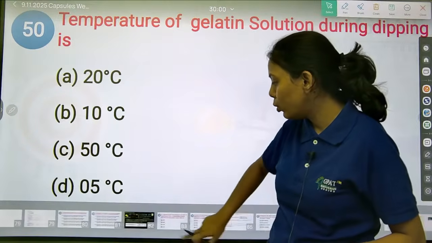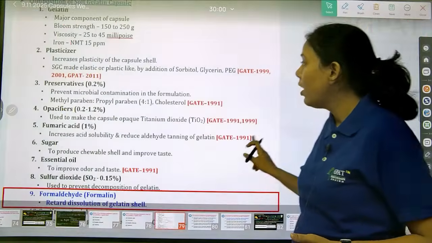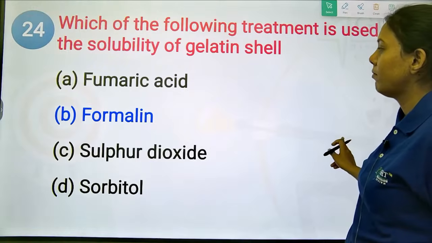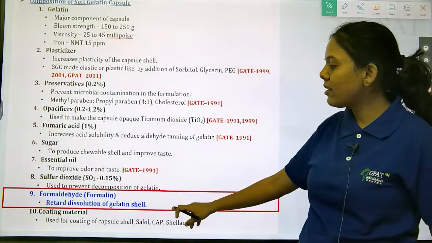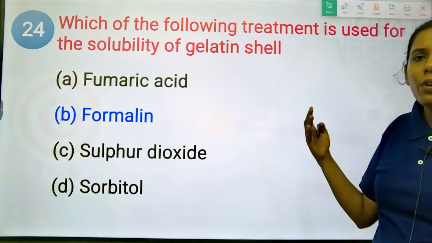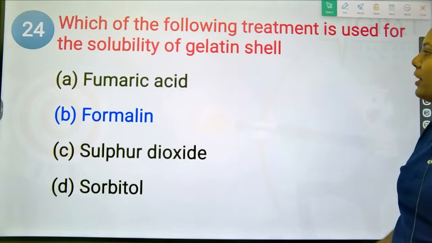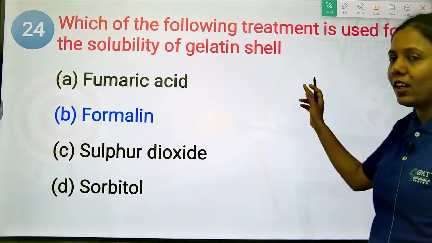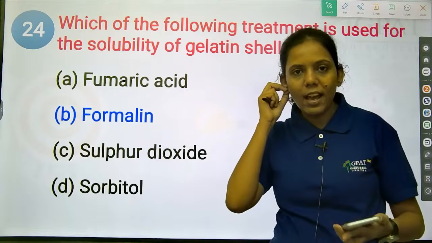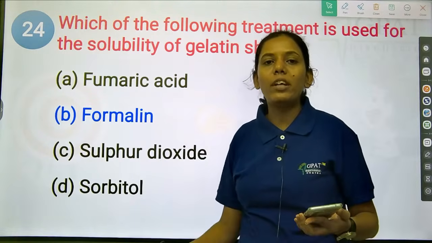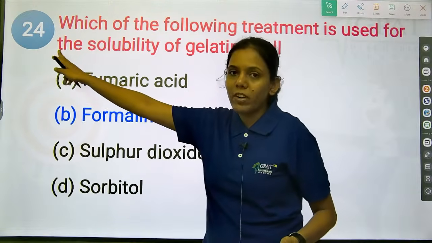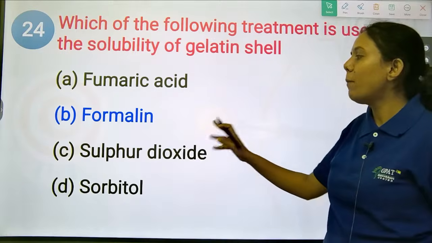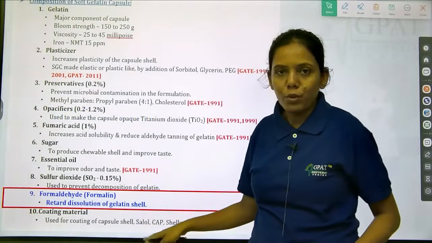I'll just get back to that question. See, which of the following treatment is used for the solubility of the gelatin shell to retard the gelatin? I'm not getting why there is still confusion. So to decrease or to retard the solubility, which of the following treatment is used? The question is incomplete. Here there should be a phrase, to retard the solubility or to retard the dissolution. They did not mention it. So basically here there will be one word, that is to retard the solubility. Then formalin is the right answer. Retard the dissolution. Okay, here one word is missing.